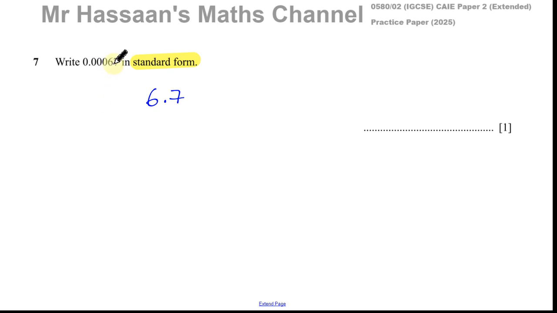So you have now placed the point over here. What do I have to do for it to go back to where it was previously? Well, you have to go back 1, 2, 3, 4 spaces. Okay, so you put times 10 to the power of, because we're going backwards, negative 4. So your answer is 6.7 times 10 to the power of negative 4.